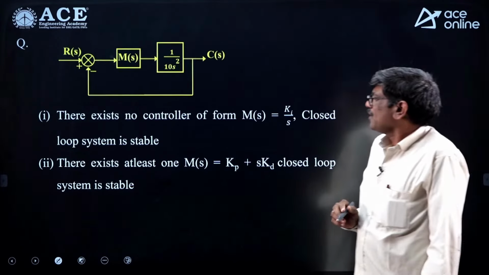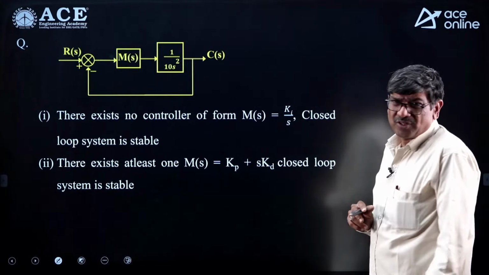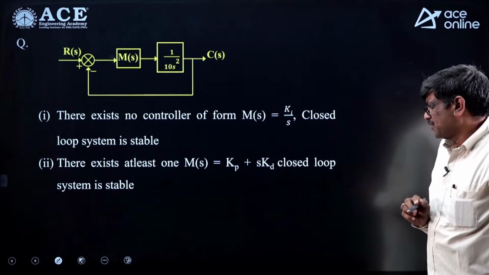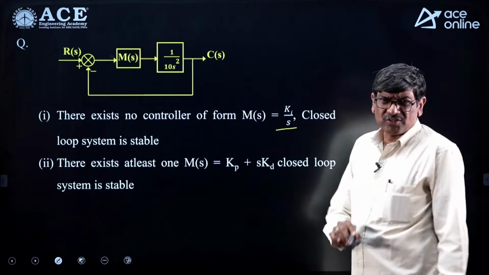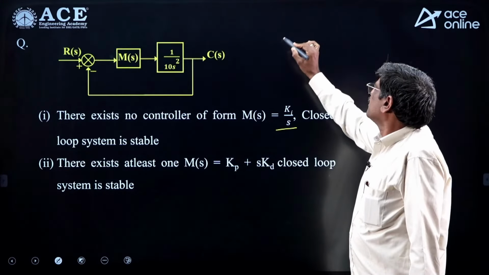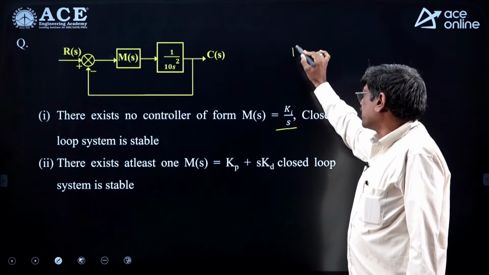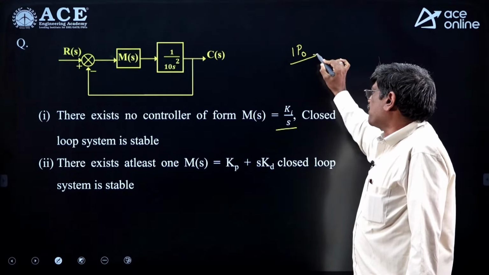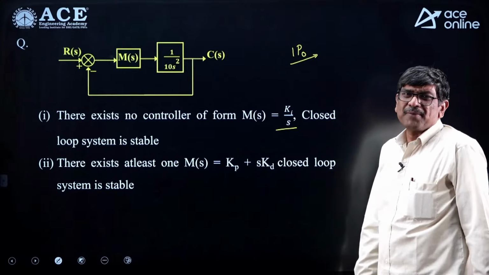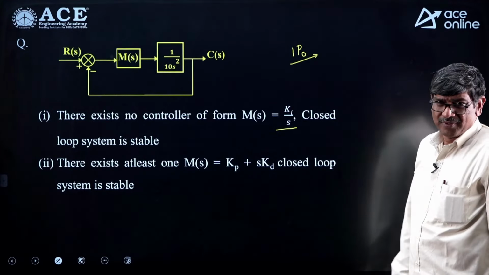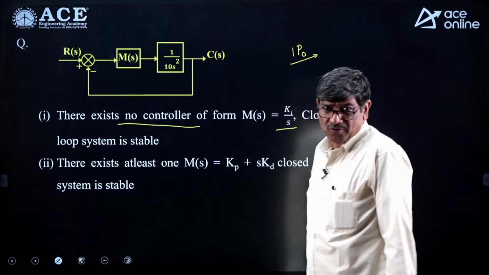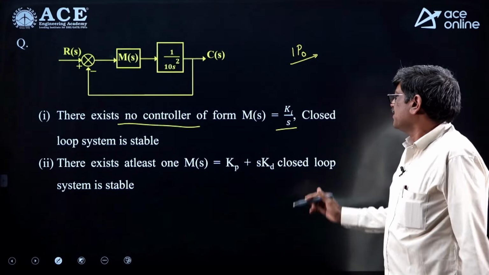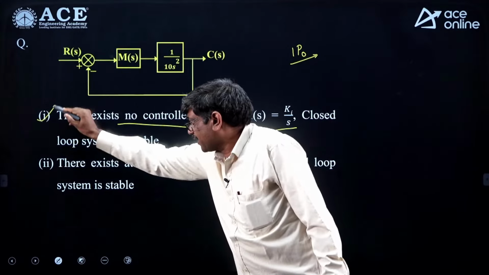Next, this question belongs to PID controllers. As we know, this is the transfer function of the integral controller. The integral controller adds a pole at the origin. Due to the pole at origin, the system becomes unstable. That means there is no integral controller which makes the system stable. So, this statement is correct.